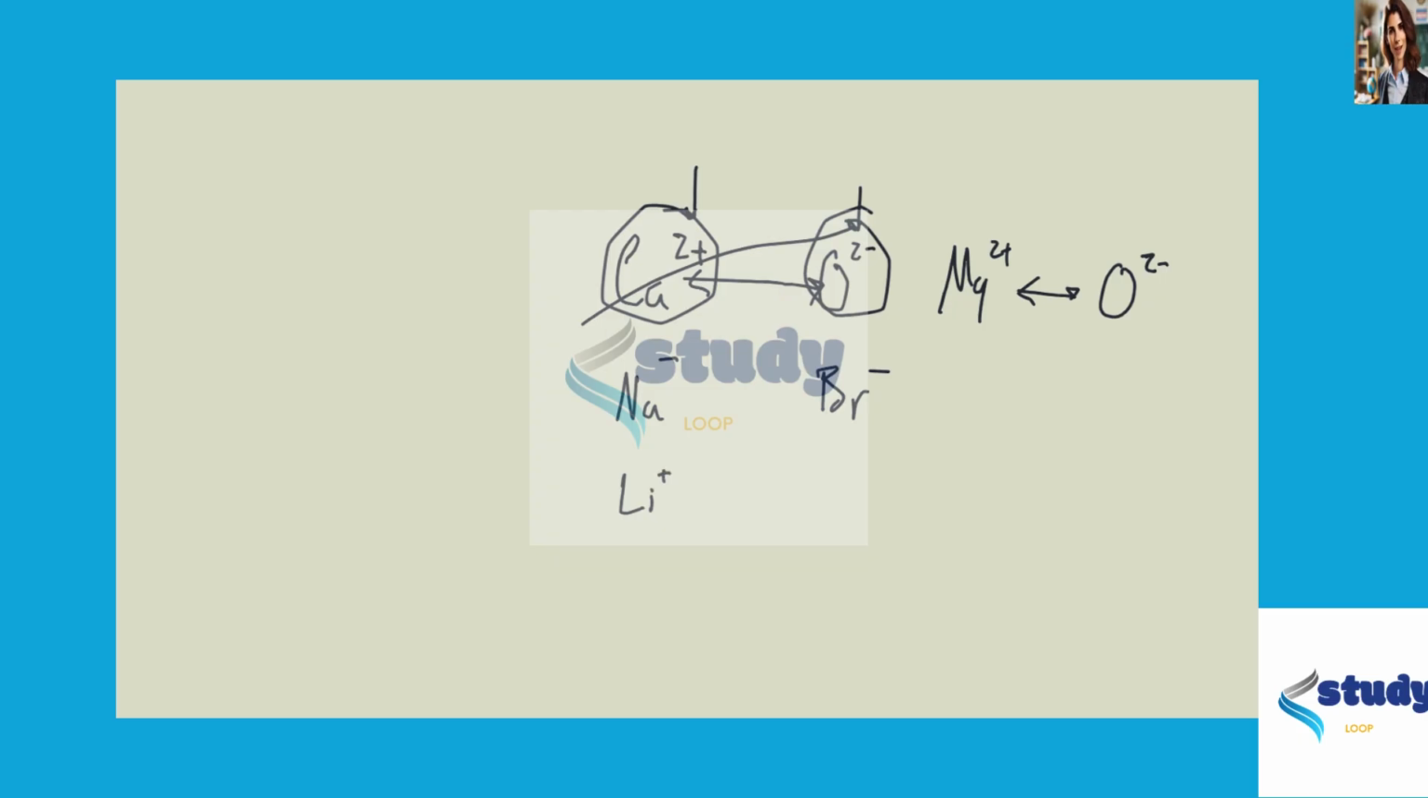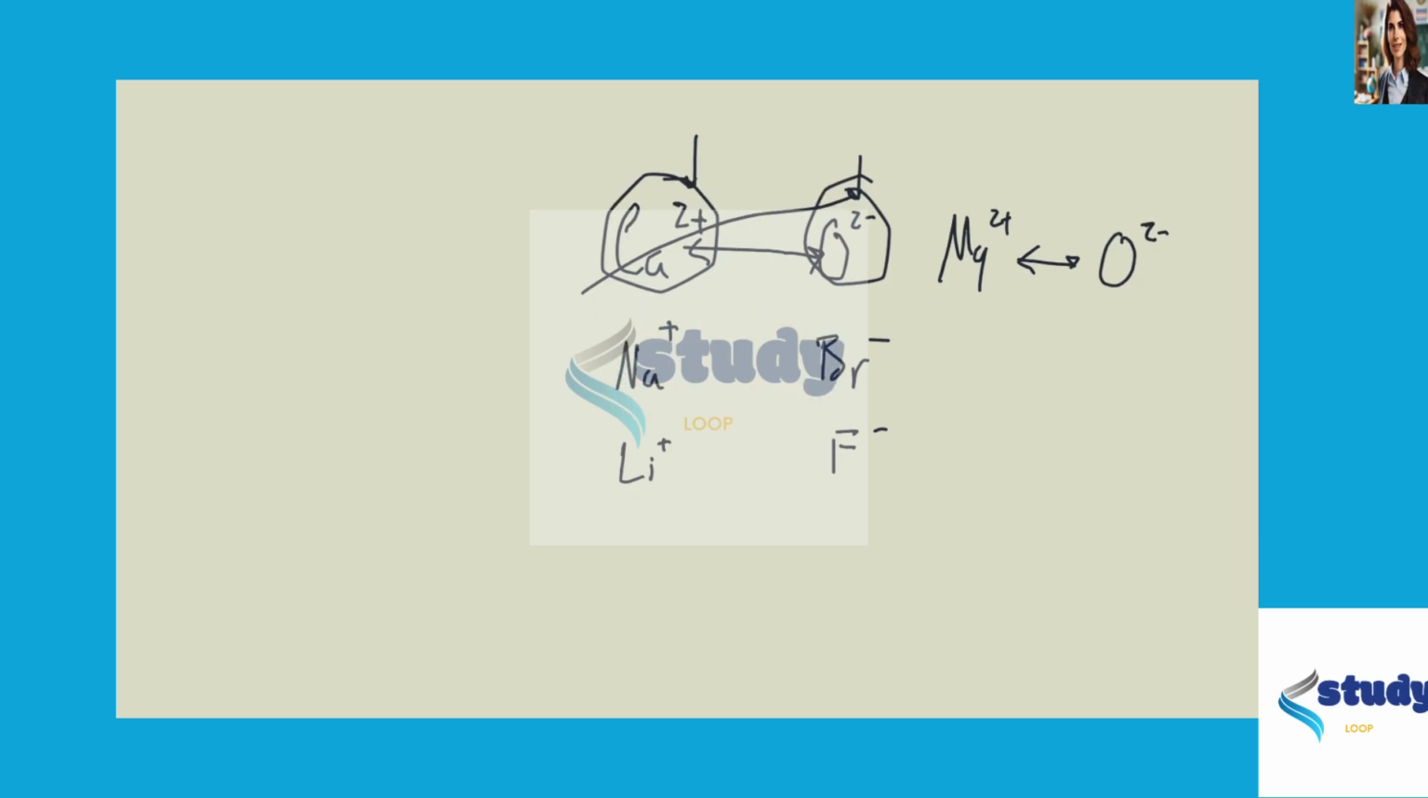Well, the problem here is that these are both singly positively charged cations and singly negatively charged anions. But what we'll notice is that the difference in electronegativity between lithium and fluorine is greater than the difference in electronegativity between sodium and bromine. Remember, fluorine is probably the most electronegative atom on the periodic table.